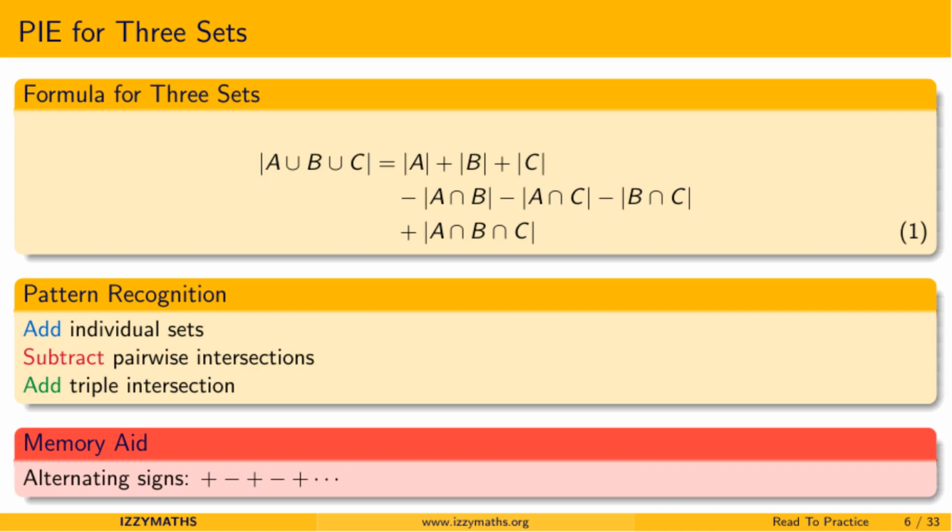We add individual sets, subtract pairwise intersections, and add the triple intersection. The memory aid is simple: alternating signs, plus minus plus minus plus, and so on. This pattern ensures we correct for all possible overcounting scenarios that occur when working with three sets.